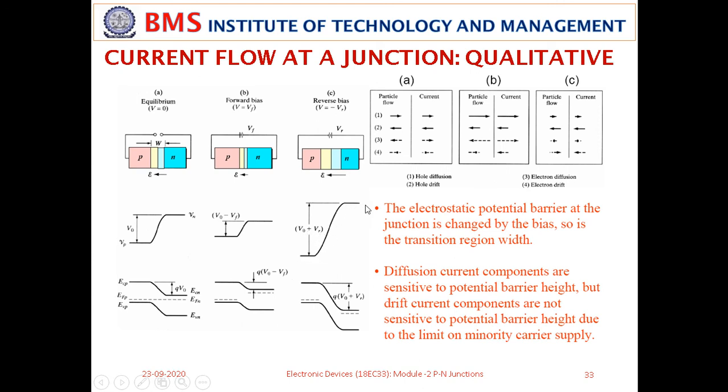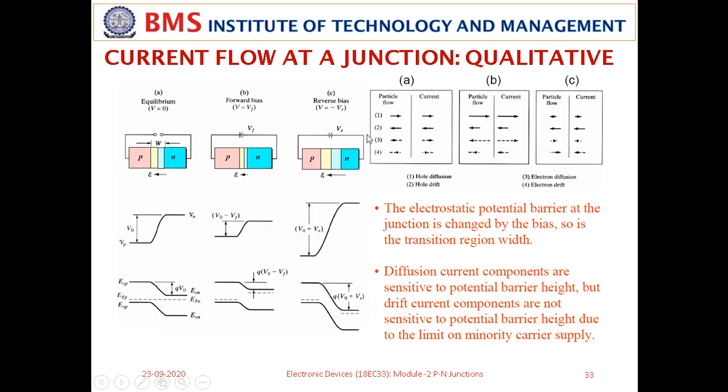The height of the barrier potential has increased, and now majority carriers cannot move, electrons from N to P and holes from P to N. Therefore the minority carrier movement will take place in this case.